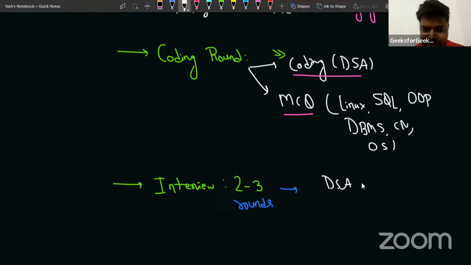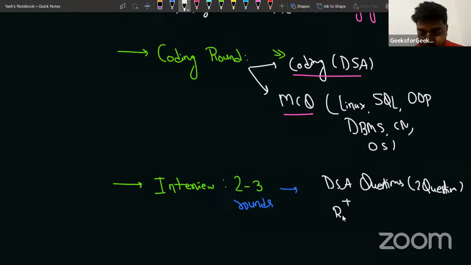DSA questions, right? That is the first thing. DSA questions are asked in these interview rounds also. At least two DSA questions will be asked, at least two questions per session, per round. Sometimes they might ask two or three questions. They might ask three, it also depends on the time.